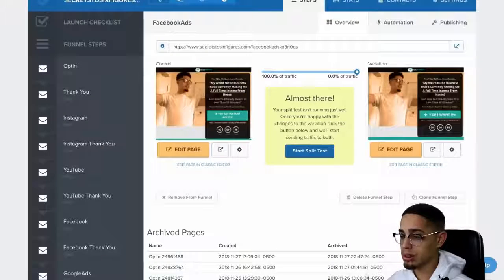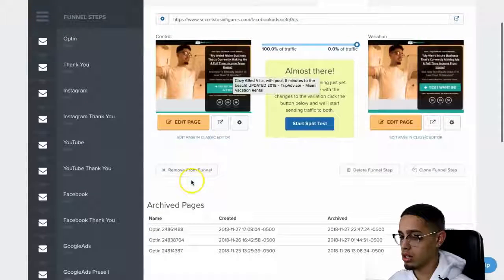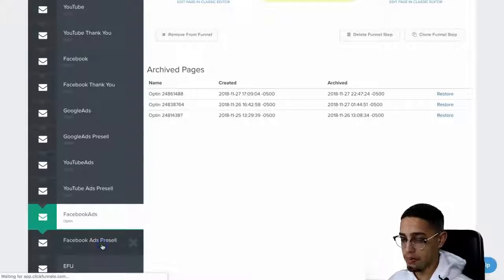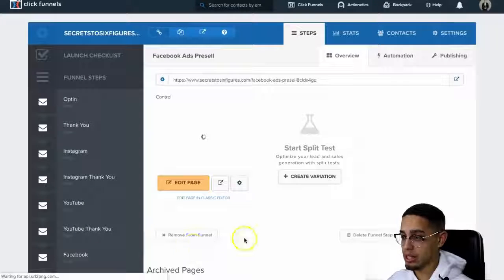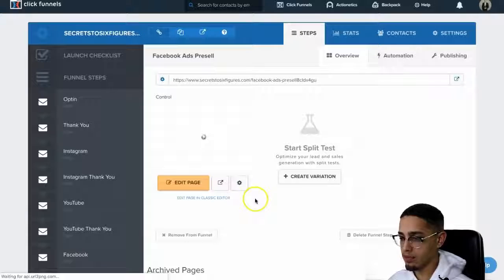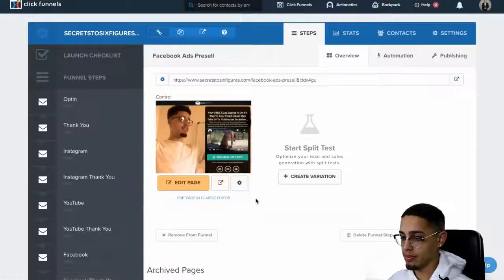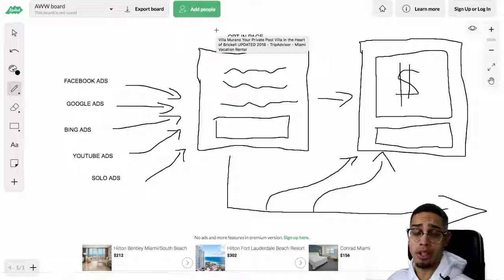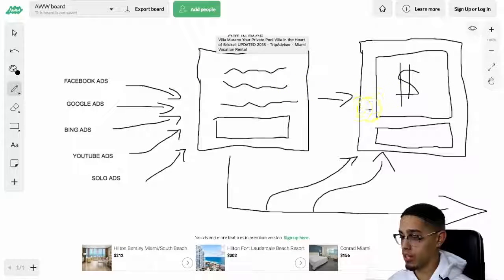I'm using a simple sales funnel. So here's my landing page, and then here's my Facebook ads pre-sale page or my bridge page. I'll break down what that means in a second. You guys can't swipe my page, so I'm not going to break that down for you. This is just for Facebook ads. So basically, here's how it works.